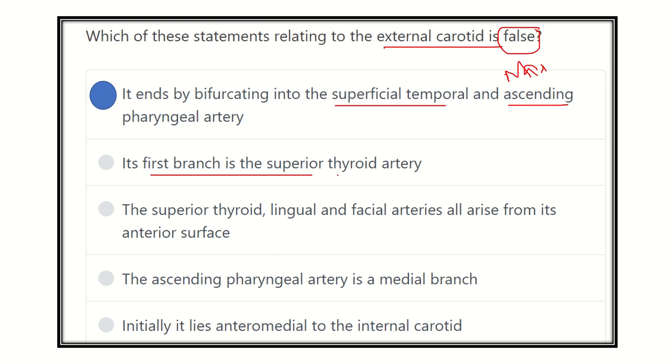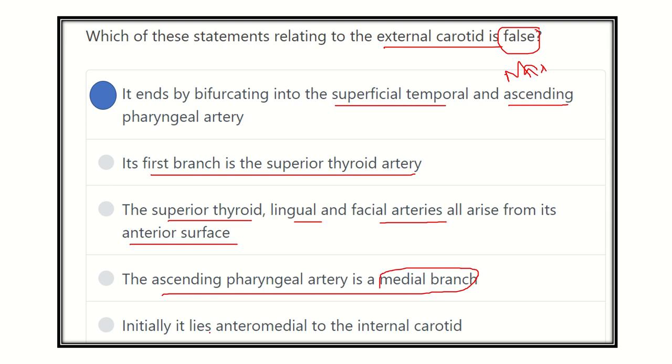The other options are true. The first branch being the superior thyroid artery is true. The superior thyroid, lingual, and facial arteries arising from the anterior surface is also true. The ascending pharyngeal being a medial branch is also true. Initially it lies anteromedial, that is also true. So our only false answer is option A.